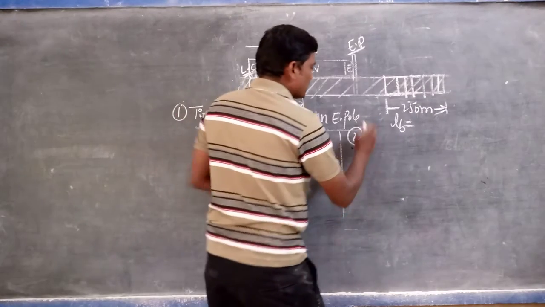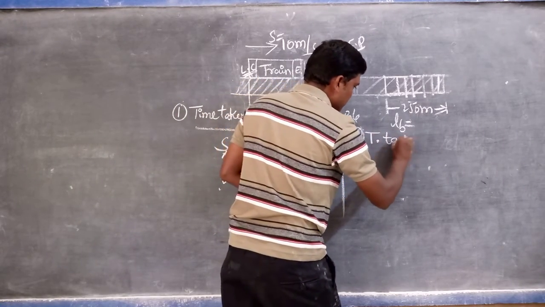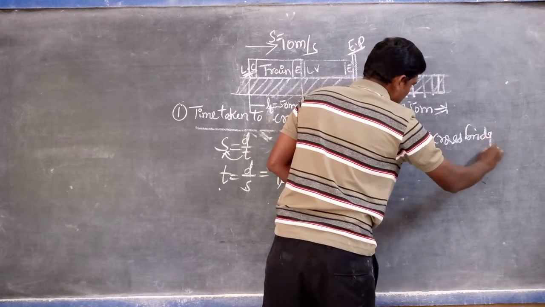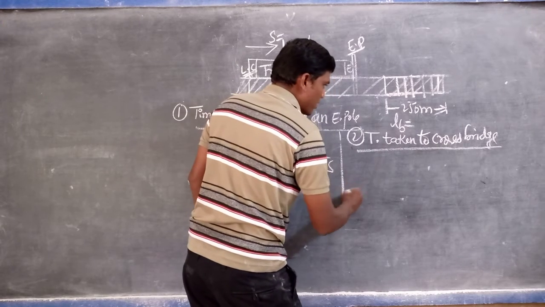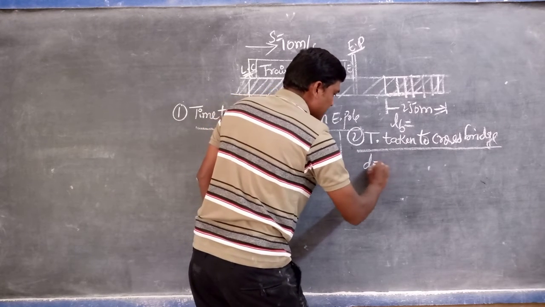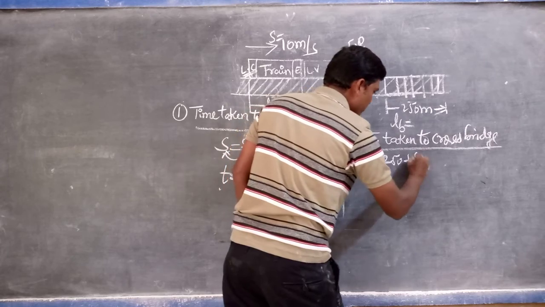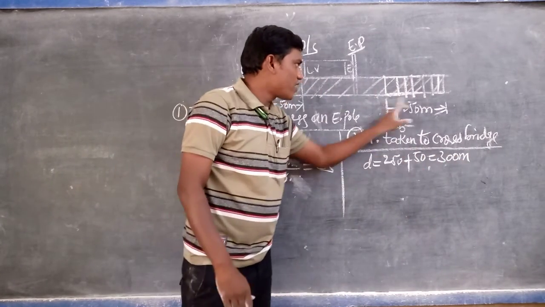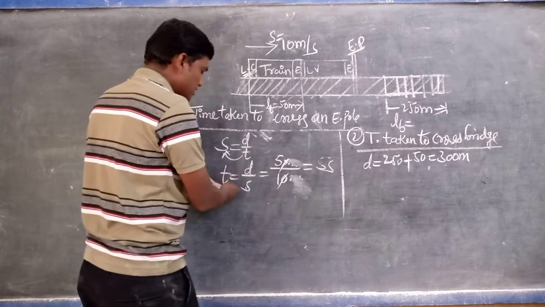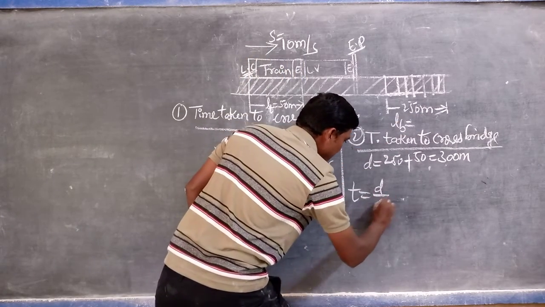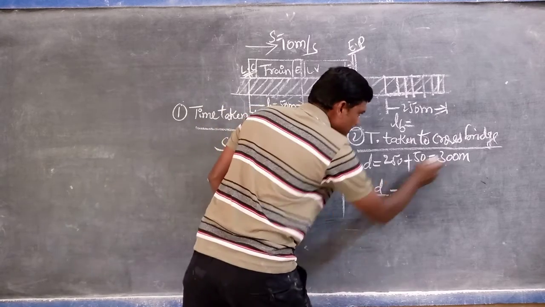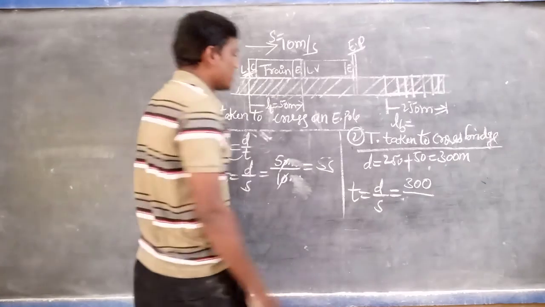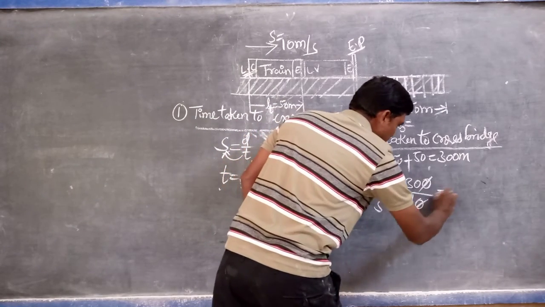So the time taken to cross the bridge uses the same formula. What is D? 250 plus 50, that equals 300 meters. The length of the train is 50 and the length of the bridge is 250, totally 300. Now the same formula: t equals d by s, distance by speed. The distance is 300 meters to cross the bridge, and speed is 10. The zero cancels.